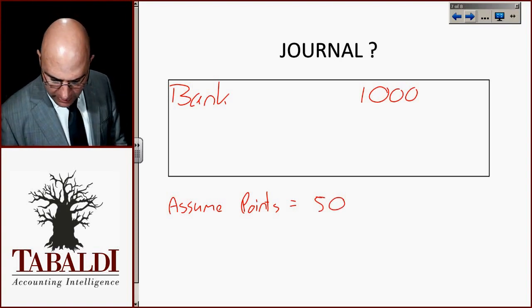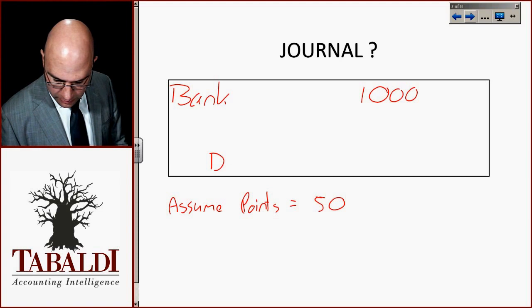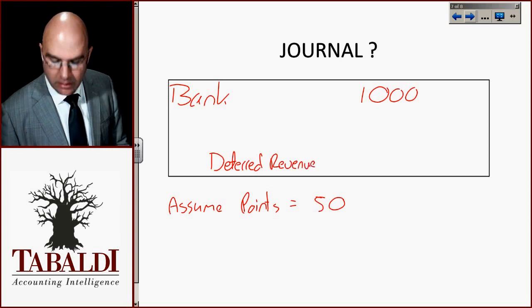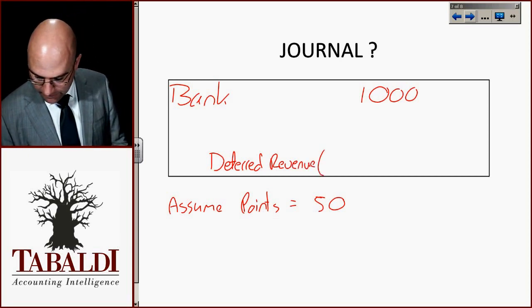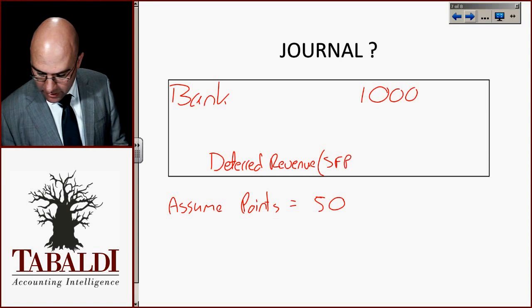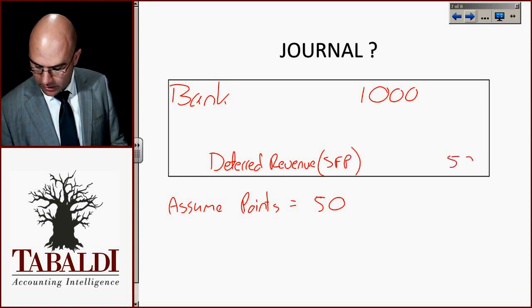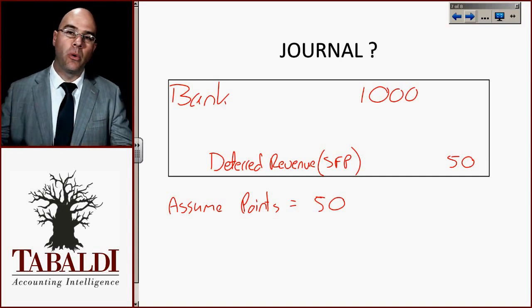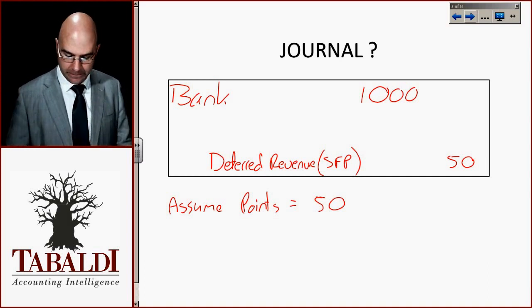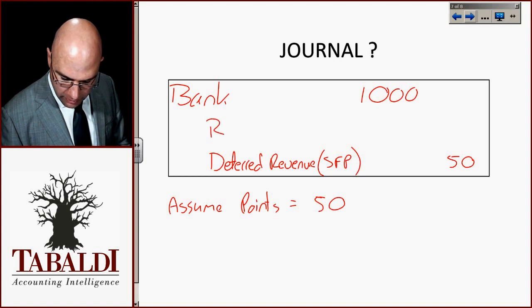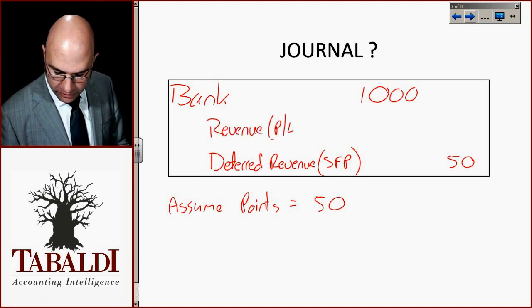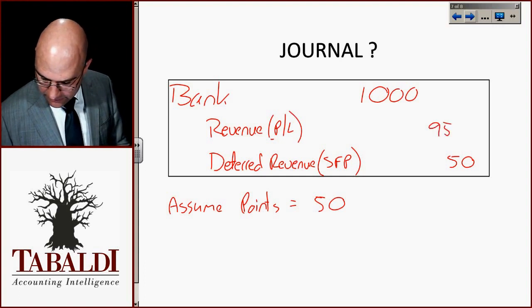Okay, so then I will credit deferred revenue because I have not yet met the recognition criteria for that component. That will go into the statement of financial position. I'll only recognize that component into revenue when the actual points are redeemed for another ticket in the future. And the balancing figure will go into revenue in profit or loss. So the actual ticket component is 950.